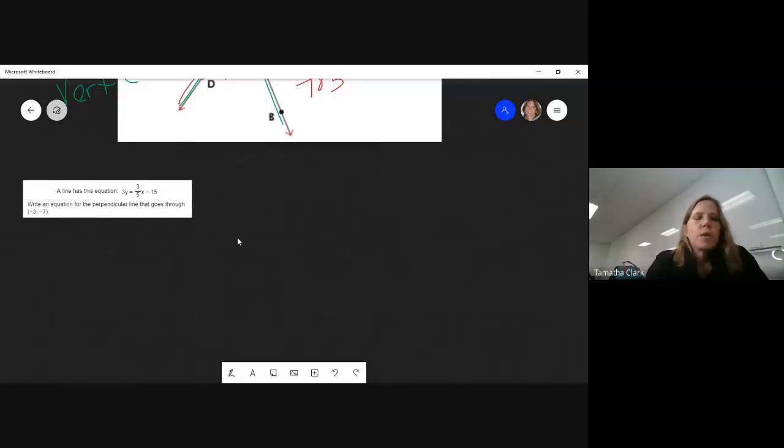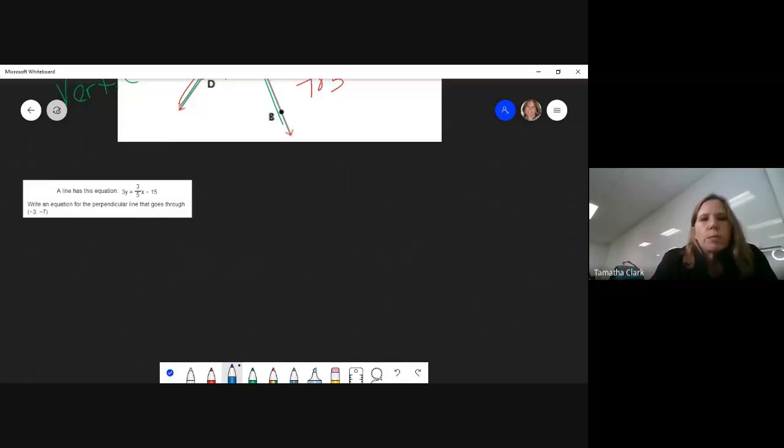All right. So the first thing we've got going on in this problem is that our equation is 3y equals 3 over 5 x minus 15. We have to get y by itself before we can do anything. Okay, so that's the first thing we need to do. So we're going to need to divide everything by 3.